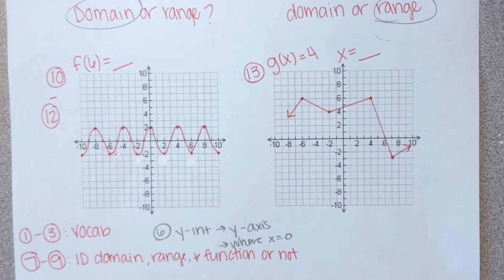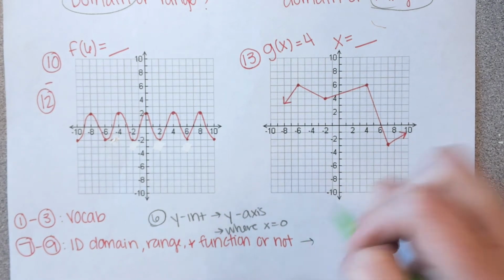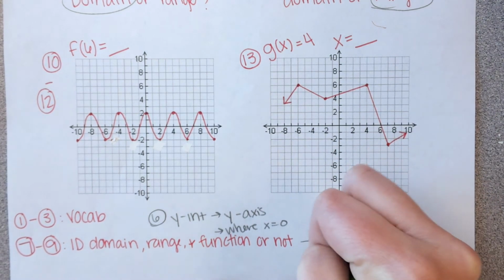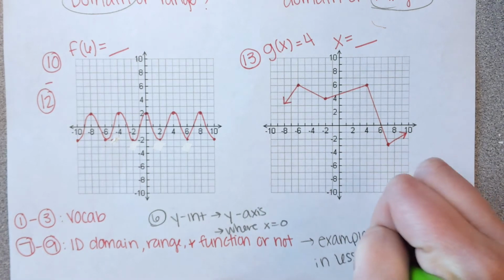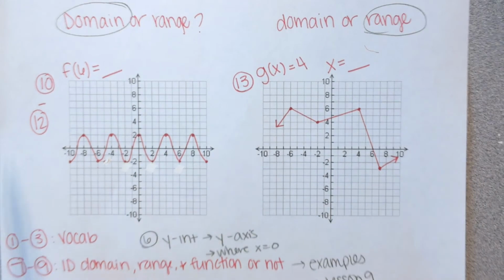Then 7 through 9, you're given a relation, and you're going to have to pick out the domain, pick out the range, and then decide if it's a function or not. We did examples in lesson 9, so I'm not going to do a bunch of examples again because you already have those in lesson 9. So moving on to number 10.